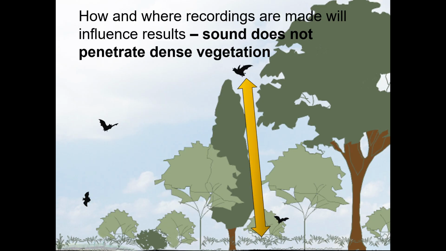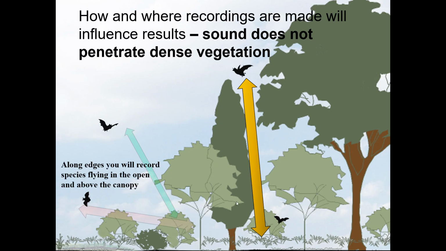If you have gaps in the canopy, you will be able to record species flying up above as they go over. And of course, along edges, you'll be able to record high-flying bats, the understory species, and everything flying around down there.